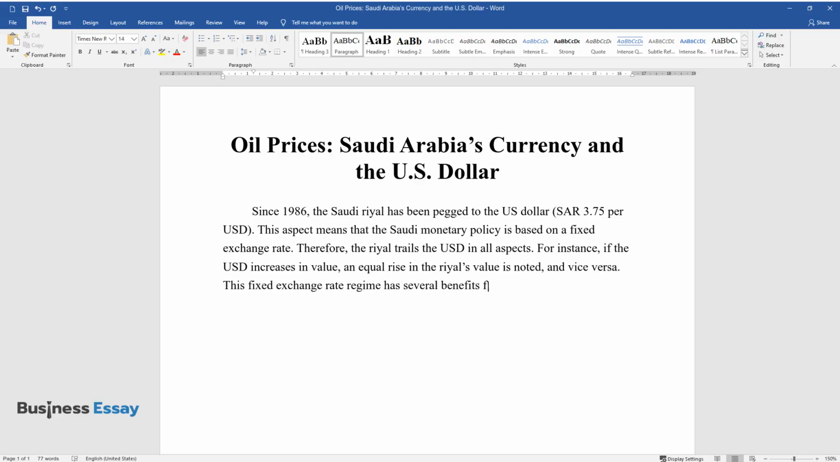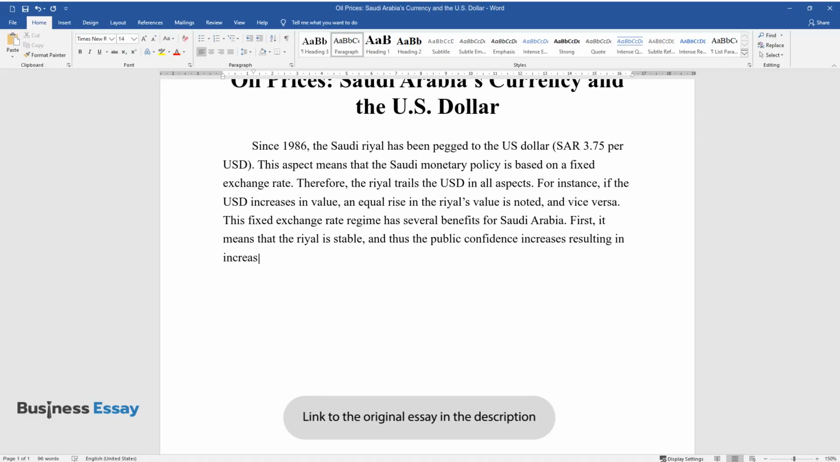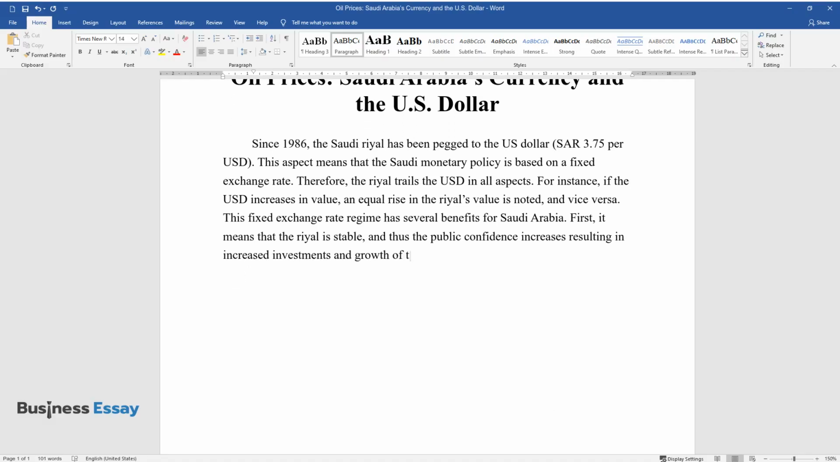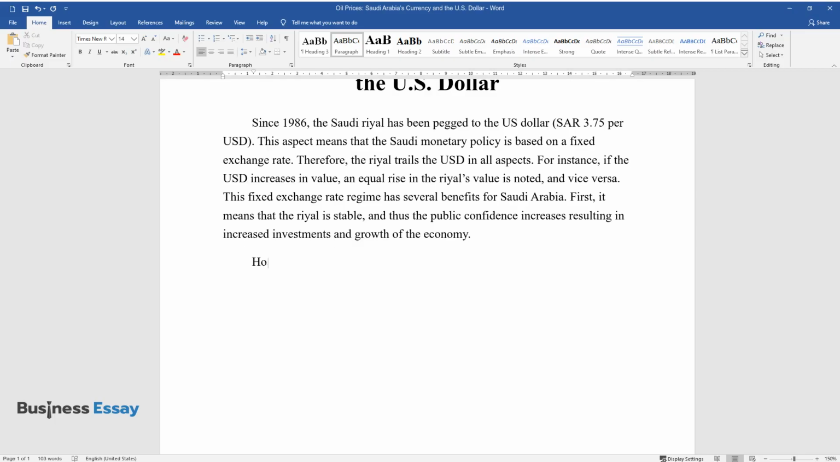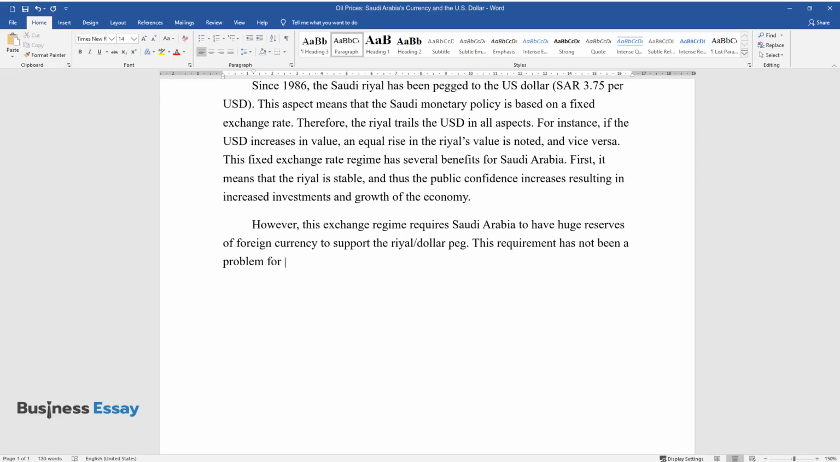This fixed exchange rate regime has several benefits for Saudi Arabia. First, it means that the riyal is stable, and thus public confidence increases, resulting in increased investments and growth of the economy. However, this exchange regime requires Saudi Arabia to have huge reserves of foreign currency to support the riyal-dollar peg. This requirement has not been a problem for Saudi Arabia because it is a net exporter of oil.